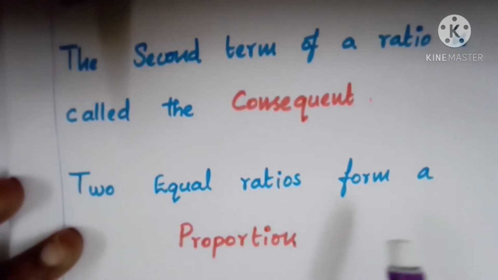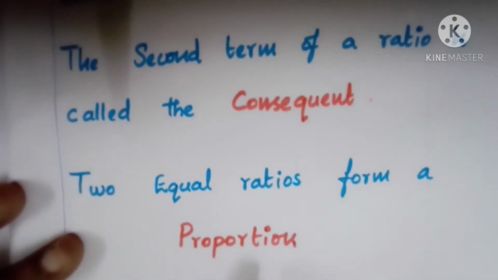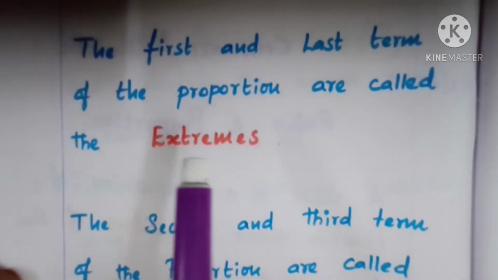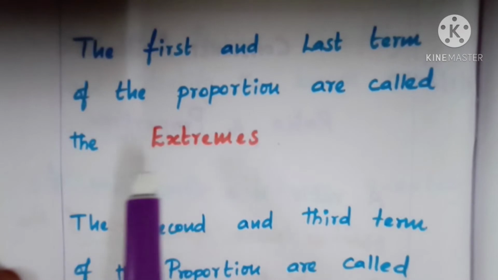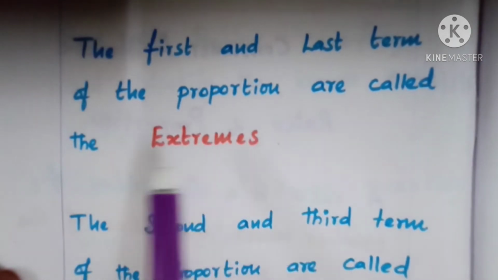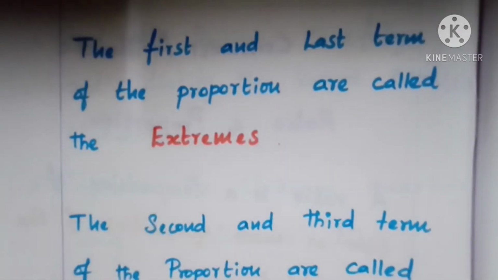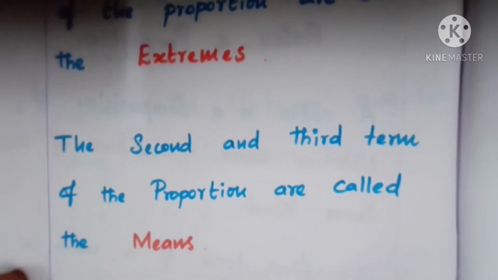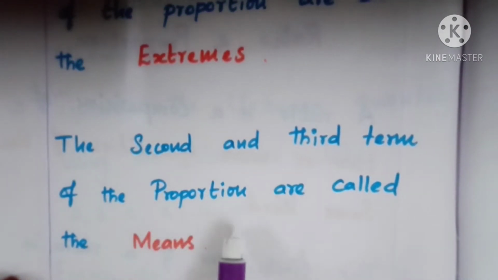Two equal ratios form a proportion. The first and last terms of the proportion are called the extremes. The second and third terms of the proportion are called the means.